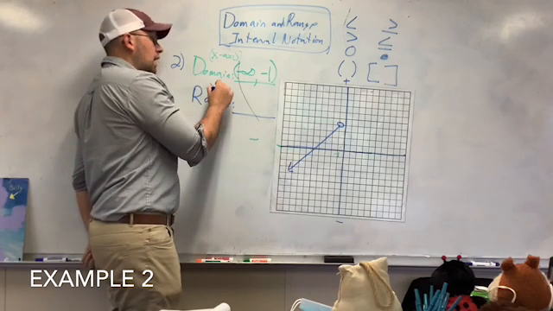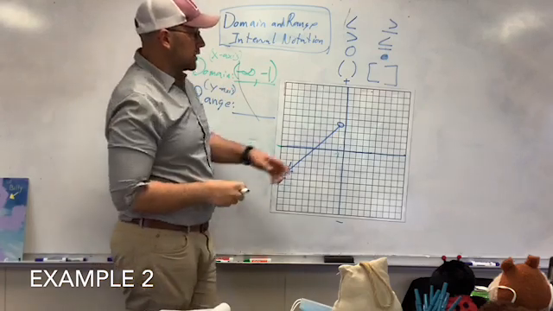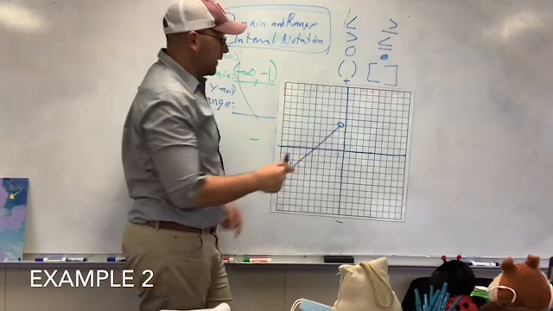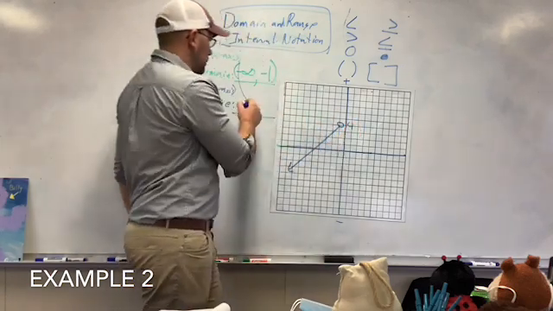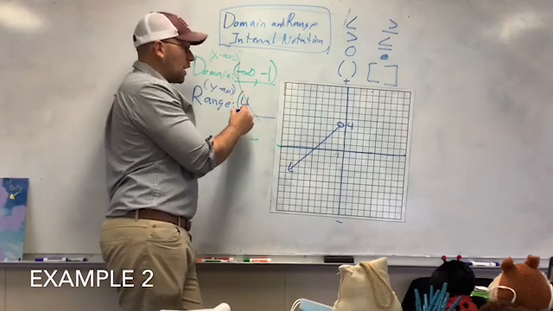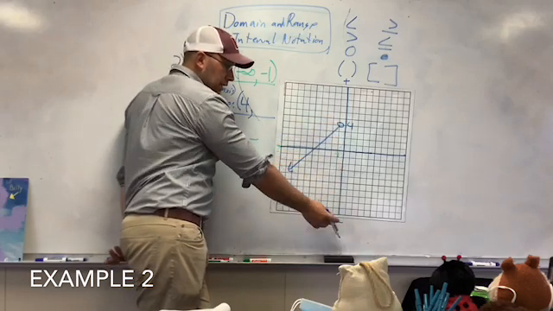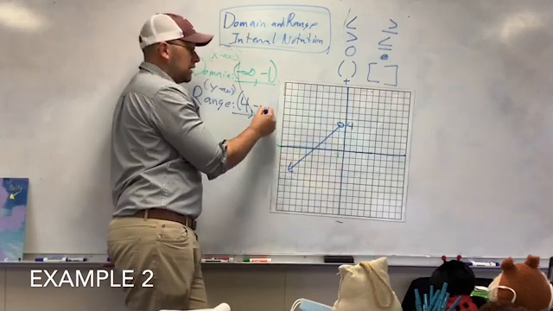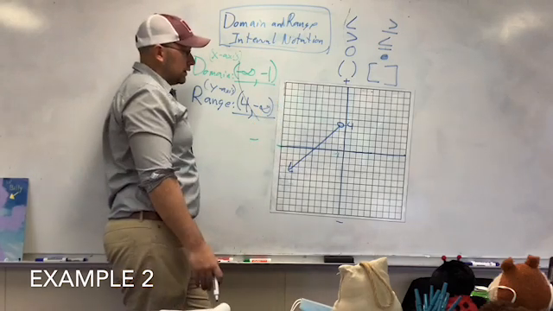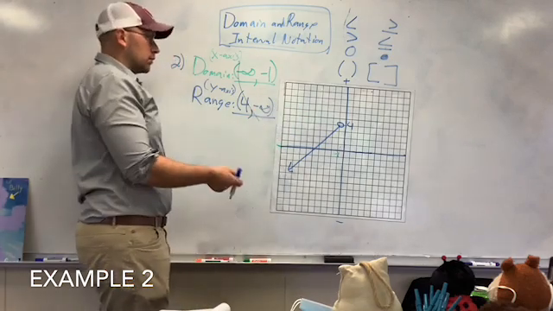Now we're dealing with the y-axis. Where do we start on the y-axis? 1, 2, 3, 4. Bracket or parenthesis? Parenthesis, because it's an open circle. And where is it going? It's going in the negative infinity direction forever and ever. And there you go. That's how you do it if it has an open circle.